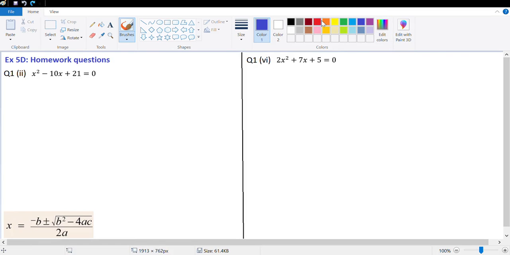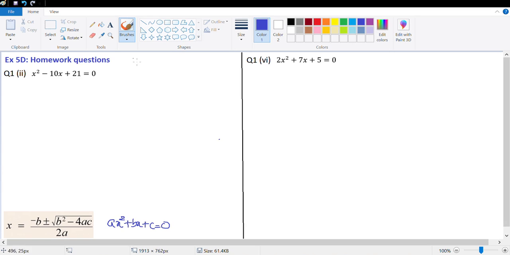This exercise was basically about solving quadratic equations using the formula. The formula is, I've written it down, x is equal to negative b plus minus square root of b squared minus 4ac, upon 2a. And the standard form of the quadratic equation is ax squared plus bx plus c is equal to 0. Now let's solve these questions.